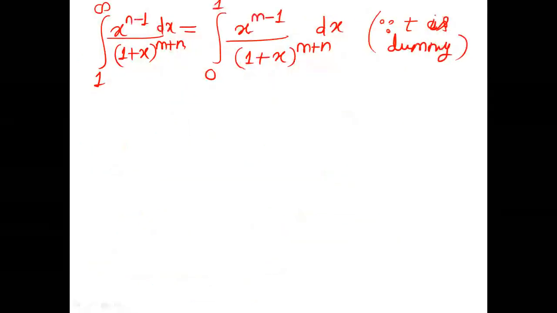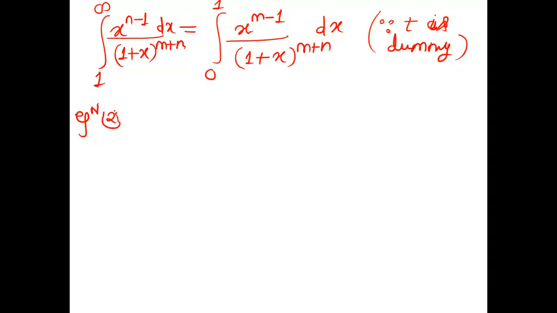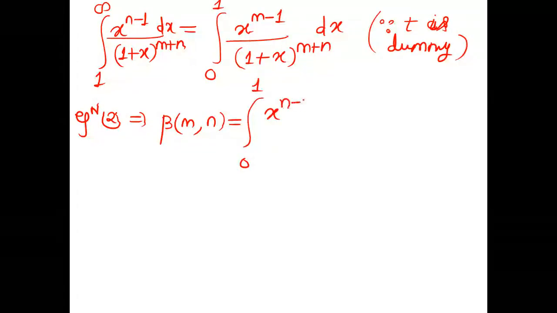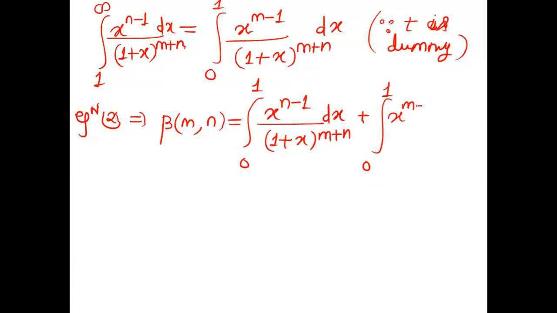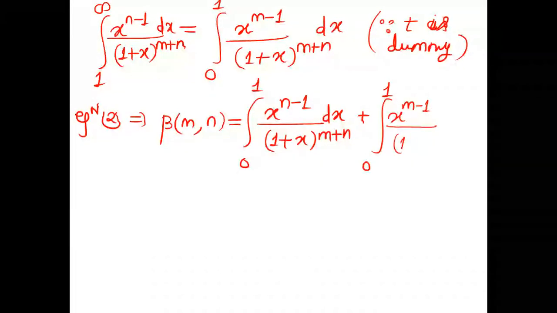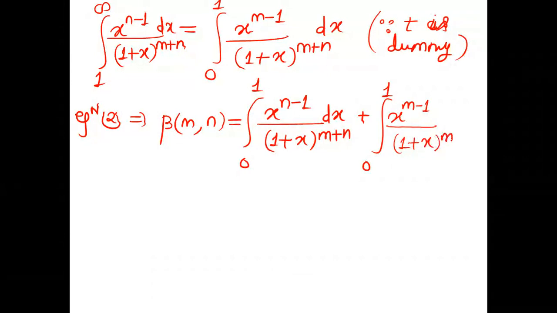So what we have? Equation 2 implies beta of m, n is equal to the integral from 0 to 1 of x raised to n minus 1 upon (1 plus x) raised to power m plus n, and the second integral is the integral from 0 to 1 of x raised to power m minus 1 upon (1 plus x) raised to power m plus n.